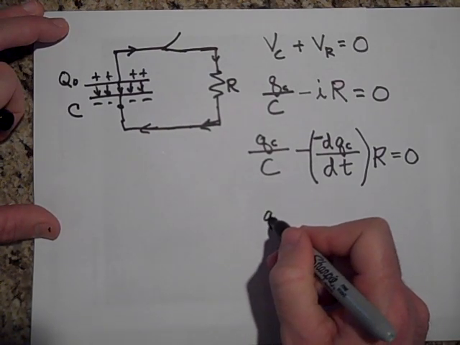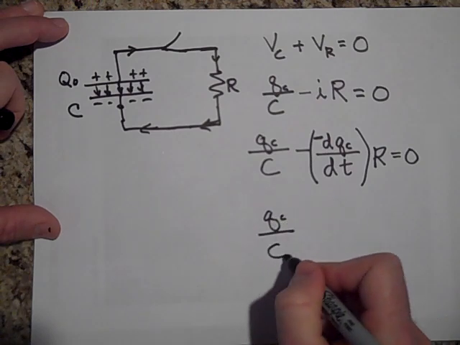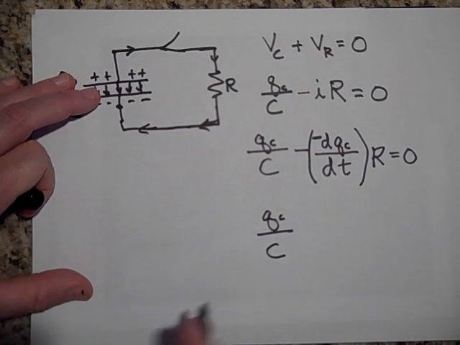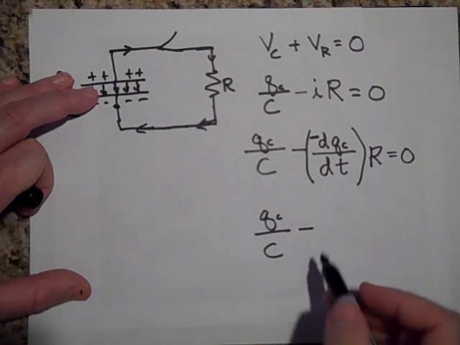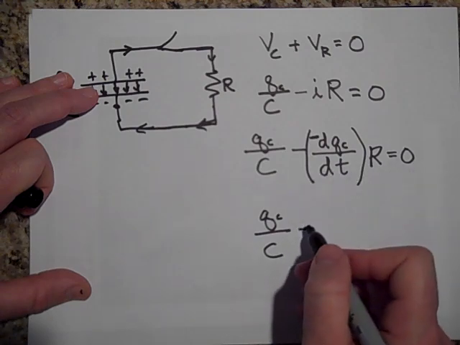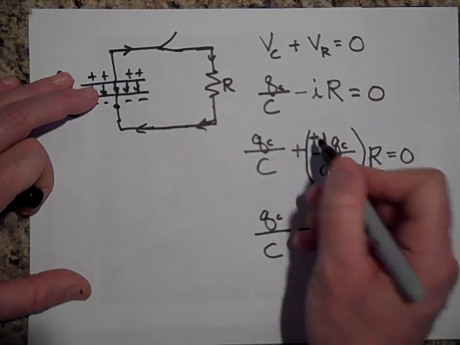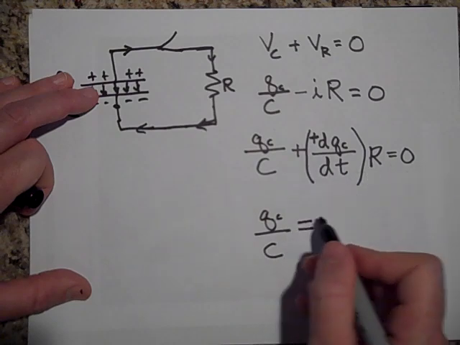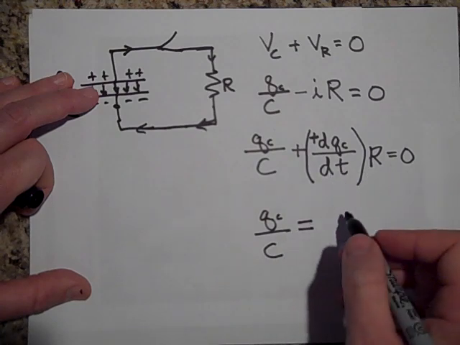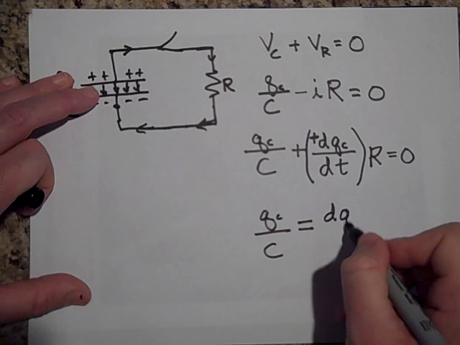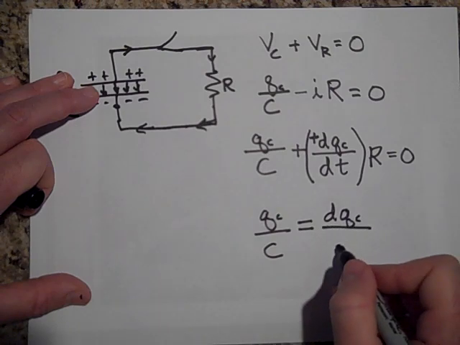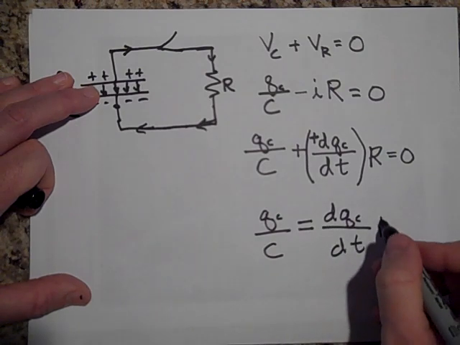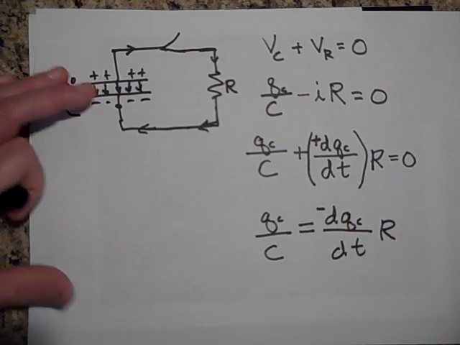All right, so let me do the next line here. It's going to be Q over C minus, or how about I bring all this stuff to the other side? So that's a plus, and when I bring it to the other side, it's going to be a negative dq dt times R, and that'll be negative.